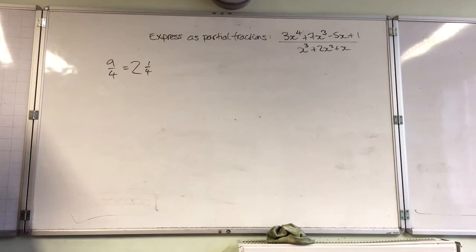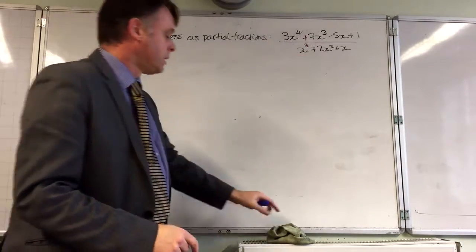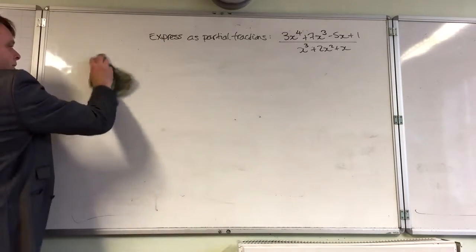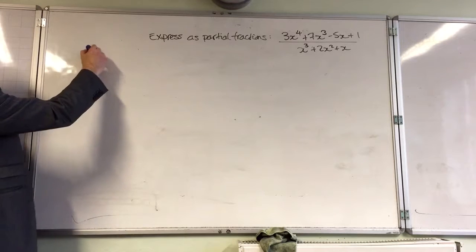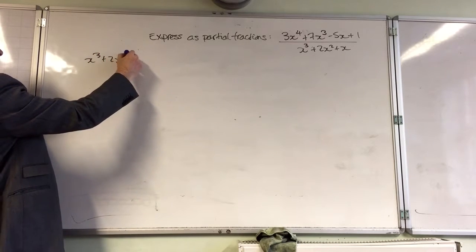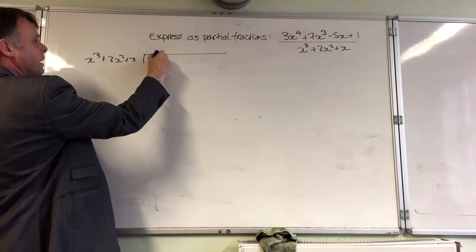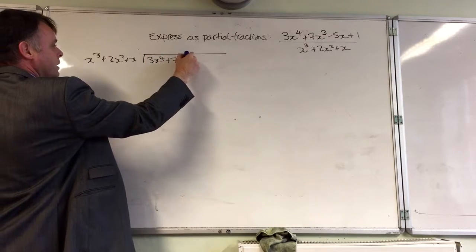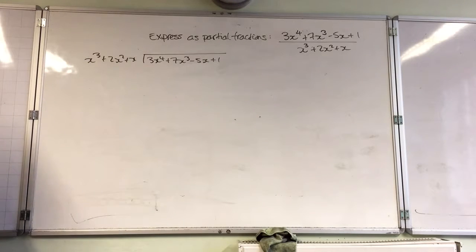So the first thing we need to do is a similar thing with this fraction. We need to divide out, and this goes back to what we did at C2. So we set it up like this. We've got x cubed plus 2x squared plus x, and we're going to see how many times it divides into 3x to the power of 4, 7x cubed minus 5x plus 1. Oh, so it's that long division. I've set it up incorrectly, really. Have you done it with 3 numbers before? We haven't. Don't worry, you can do it.